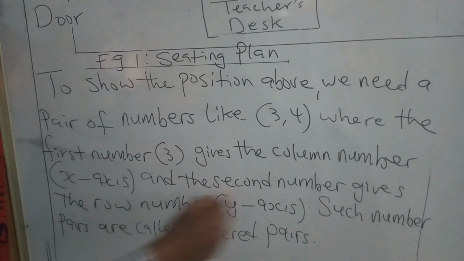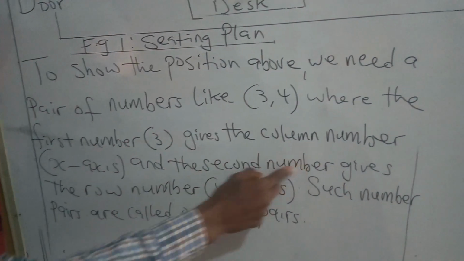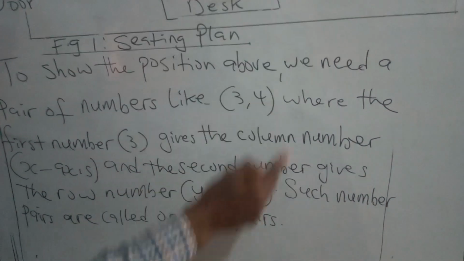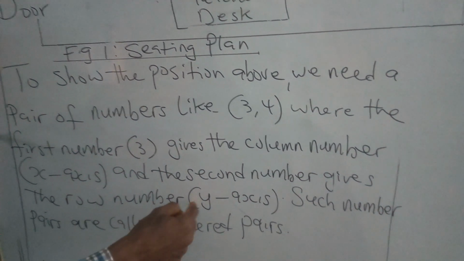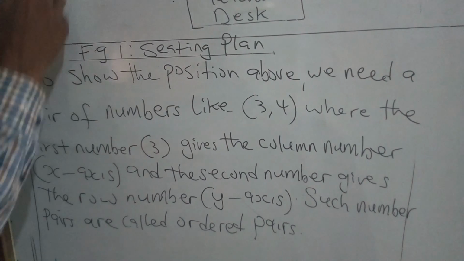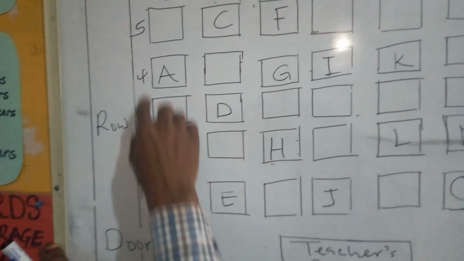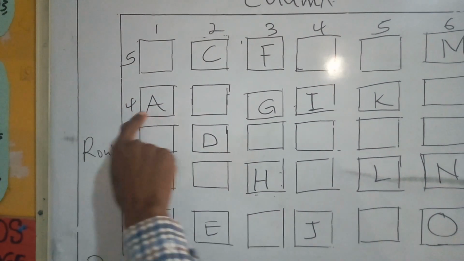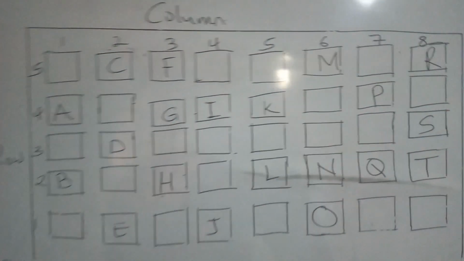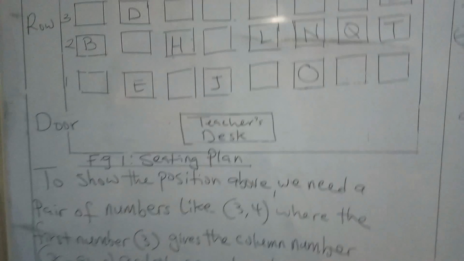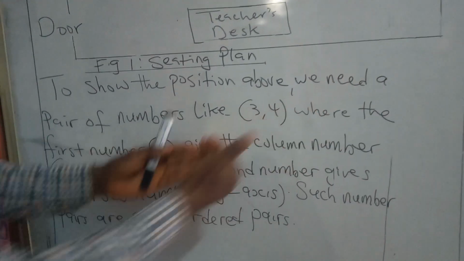And the second number, which is 4, gives the row number. And where is the row number? This is a row number. And where is the 4? This is 4 here. The row number 4. So in order for us to determine the position, we have to match them.